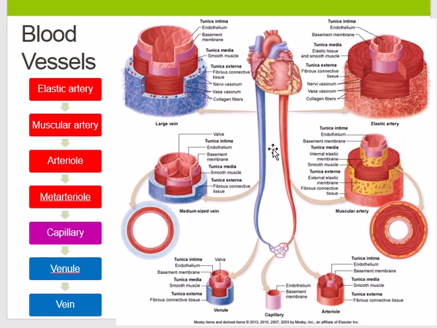But for the purpose of this slide, the arteries are what we're really focusing on. And although we'll discuss the 3 different layers of arteries shortly, I want you to just make note of the elastic artery here.